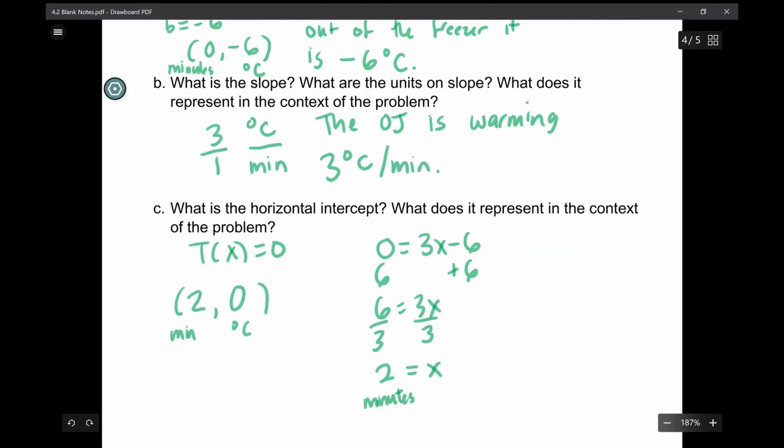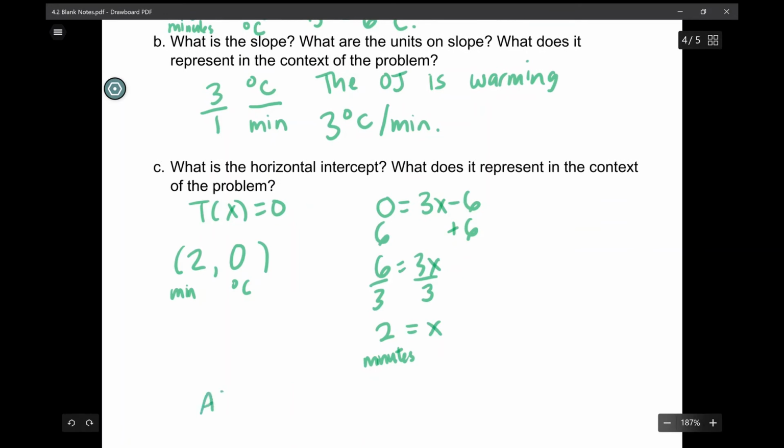So what does it represent in the context of the problem? After 2 minutes, the orange juice is at 0 degrees Celsius.